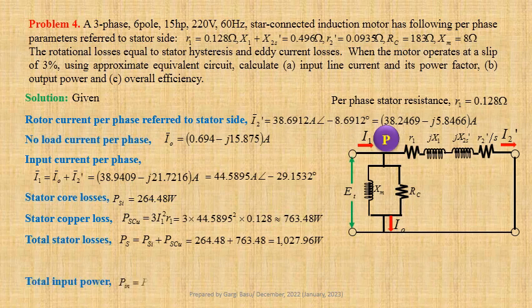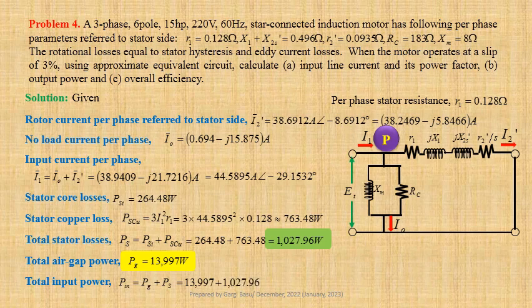Let us now determine total input power. Pin equals PG plus PS. We have determined total air gap power PG equals 13,997 watts. Therefore, Pin equals 13,997 plus 1027.96.